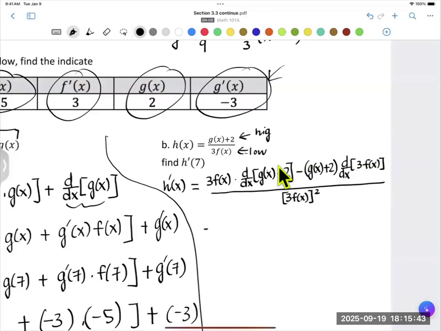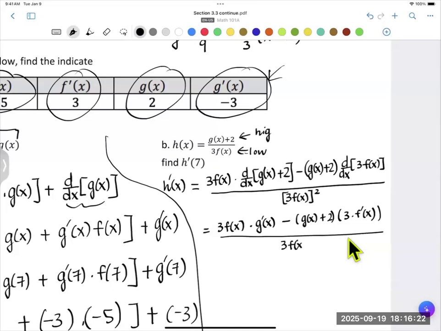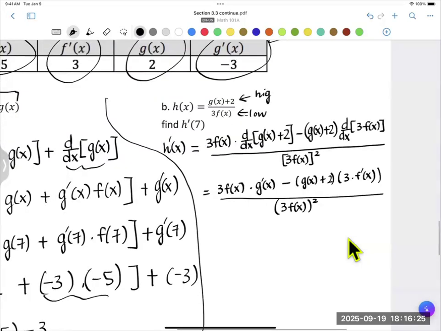Okay, so now we're going to take the derivative. So we have 3 f of x times the derivative of g, which is g prime. The derivative of 2 is a constant, so it's 0. So minus g of x plus 2 stays the same. And then the derivative of 3 f of x: this is a constant coefficient, so it stays the same, so it's going to be 3 f prime of x, because the derivative of f is f prime of x. Okay, and that looks good. And then all over 3 f of x to the power 2. Now simplify that.